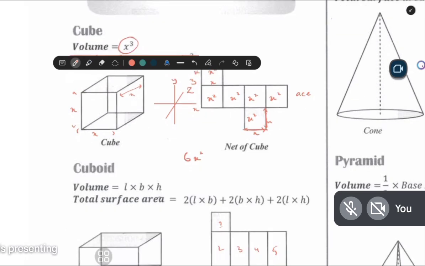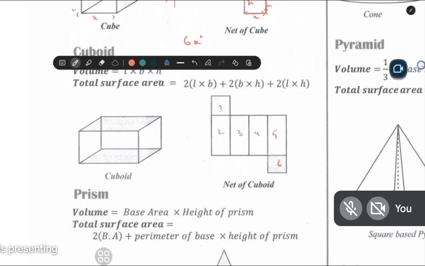Yes, sir. Okay. Now when we're talking about a cuboid, the cuboid has right to left, top to bottom, and front to back. This is called length. This is called breadth, and this is called height.